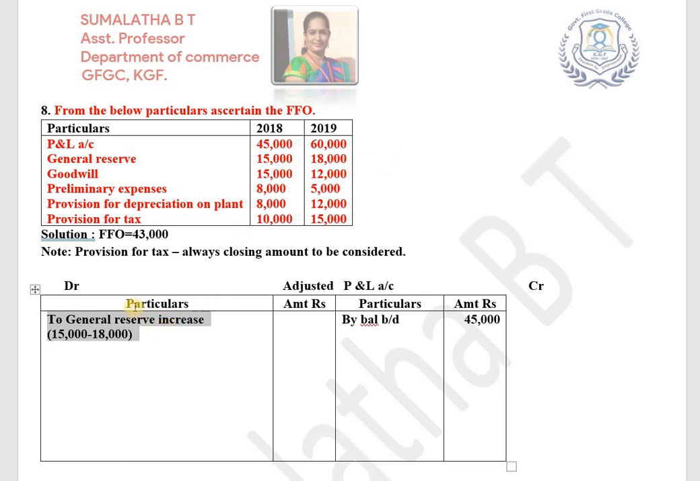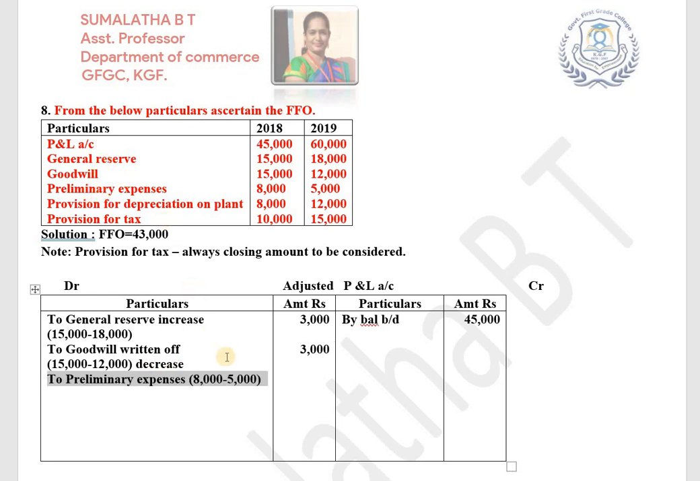Last year, this year, the increase is 3,000 difference, we show it here. Goodwill, to goodwill written off. How much is the goodwill? It has reduced. So 15,000 minus 12,000, again 3,000 it is reduced, a decrease. Next, preliminary expenses. How much are the preliminary expenses? They have decreased by 3,000. You can write preliminary expenses decrease with 3,000. You can write the decrease over here.